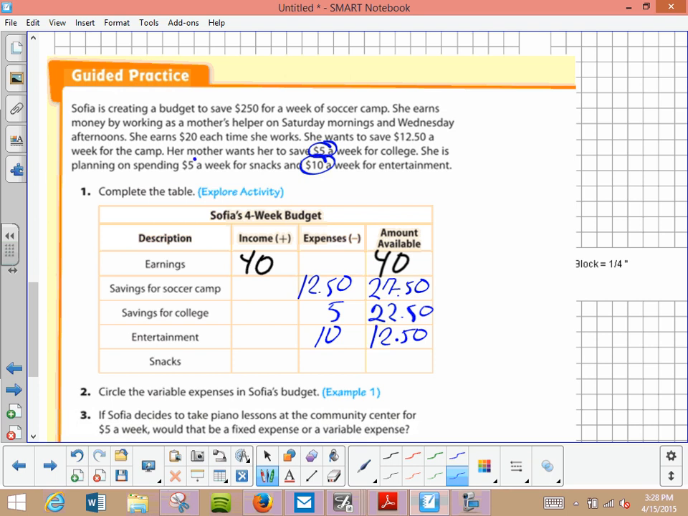Snacks, $5. You end up with $7.50 at the end, dedicated for nothing, whatever else you want. What kind of expense is that? Variable. So notice how she budgeted pretty well. She still has $7.50 left for whatever she wants for the paletero.